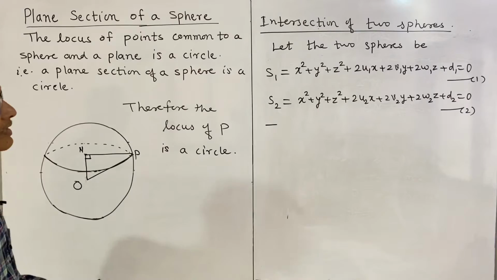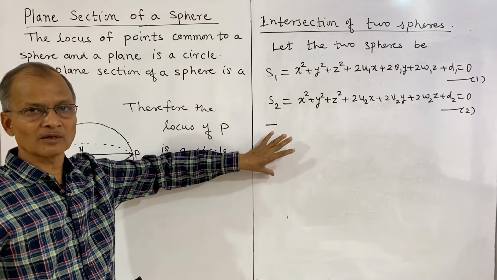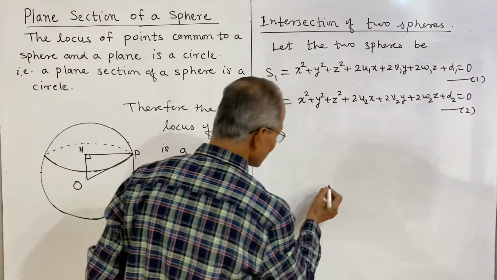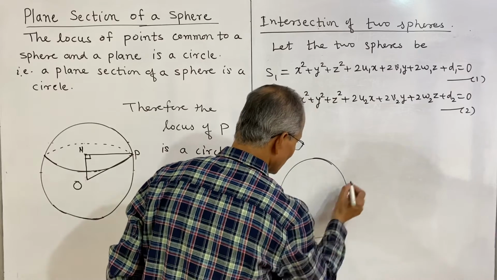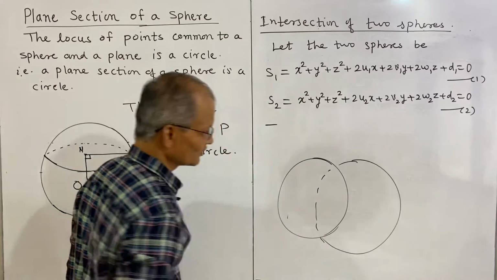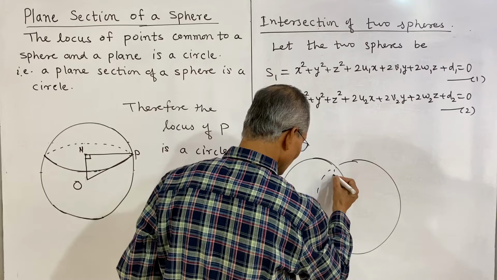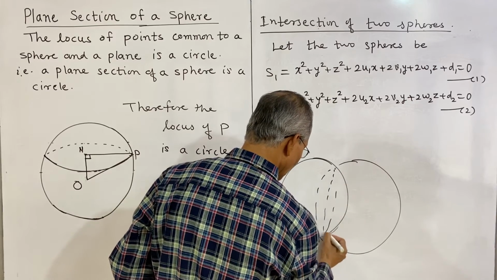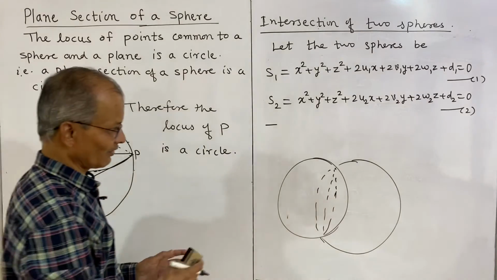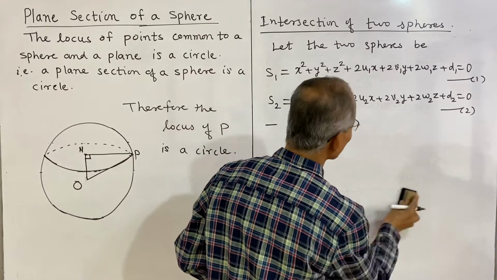We want to find the intersection of two spheres, and therefore we want to find the common points on the two spheres if they intersect. They intersect means we have to imagine this type of situation. The two spheres are intersecting, and now we are going to show that their intersection is a circle. The intersection of two spheres is a circle, that we will show.